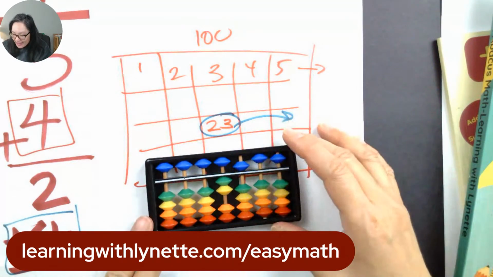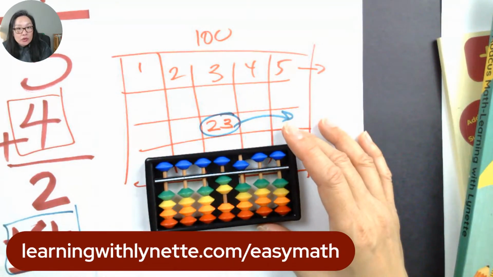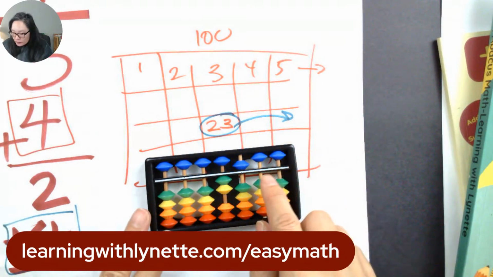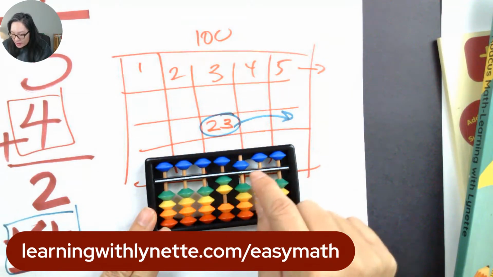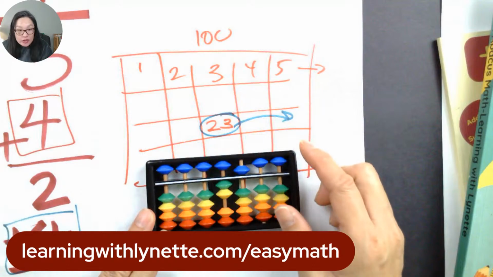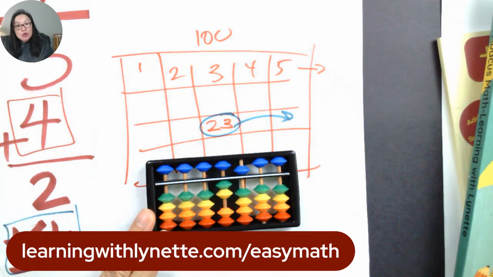So having the abacus, it can also grow with them, right? Because you can actually do multiplication and division. But the idea here is, because you pick a number from the abacus, you can use the abacus to help them count on.